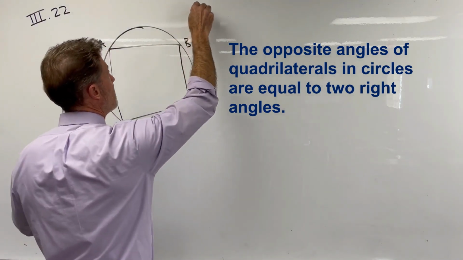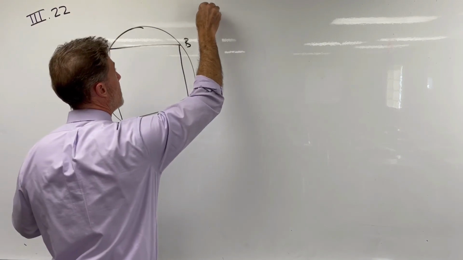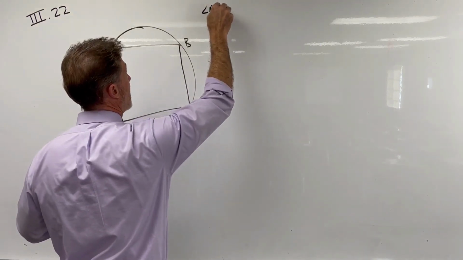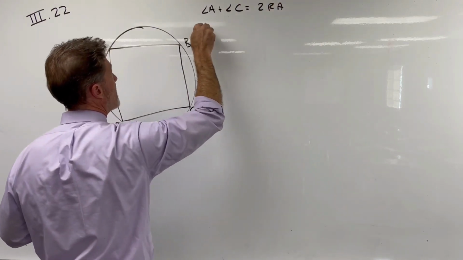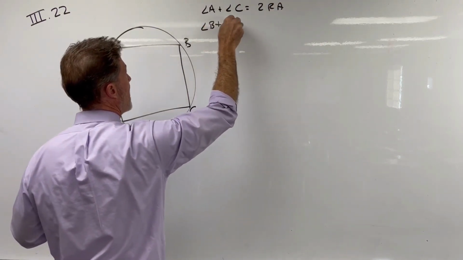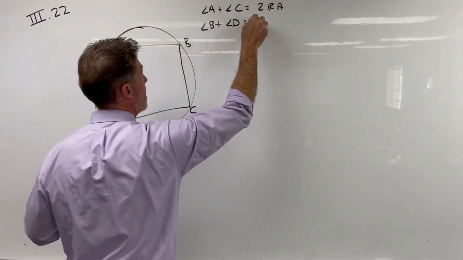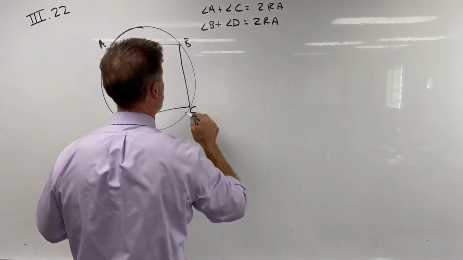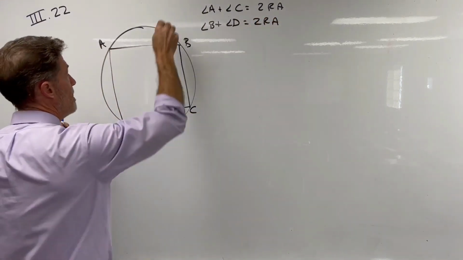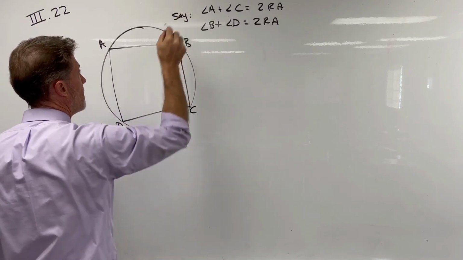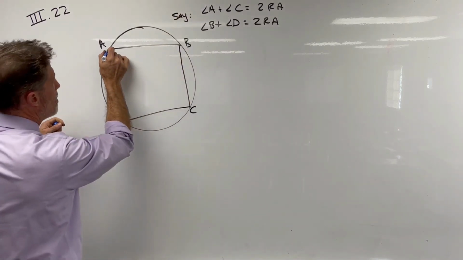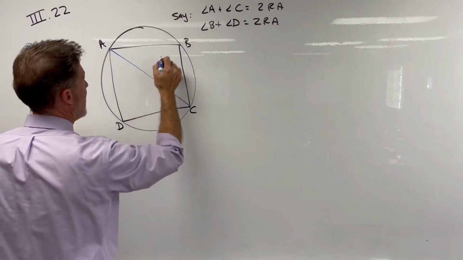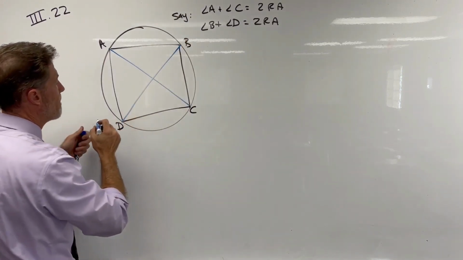then I say that the opposite angles, so the angle at A plus the angle at C, will equal two right angles. Likewise, the angle at B plus the angle at D together will equal two right angles. So this is what we're going to prove. The first thing we'll do is connect the diagonals, AC and BD.